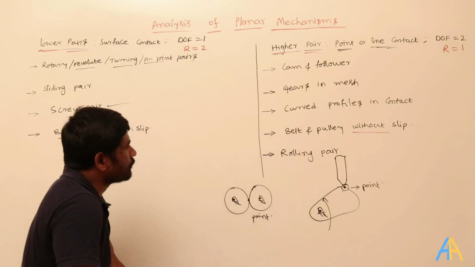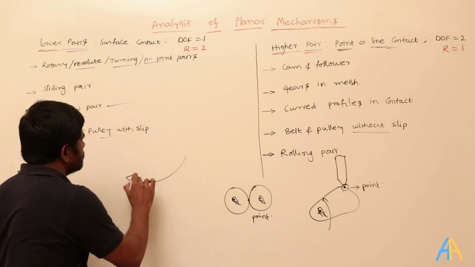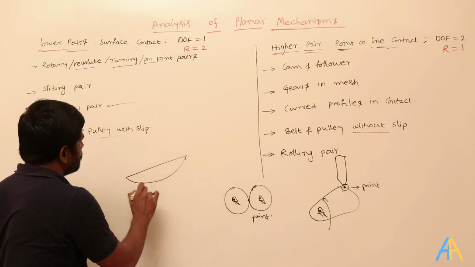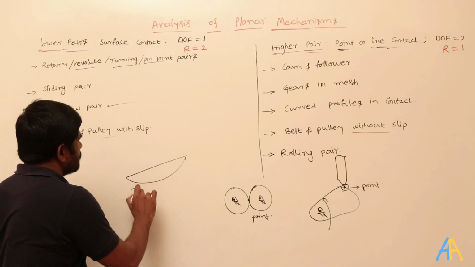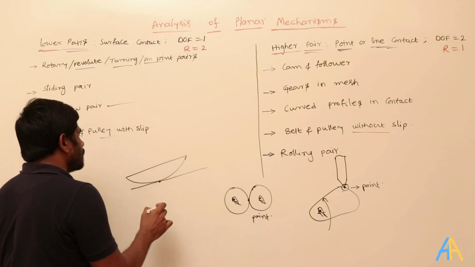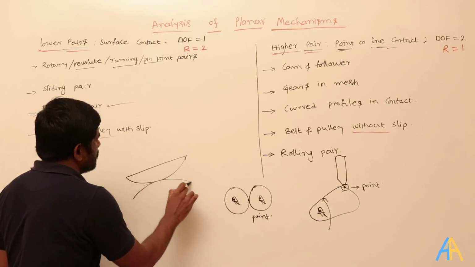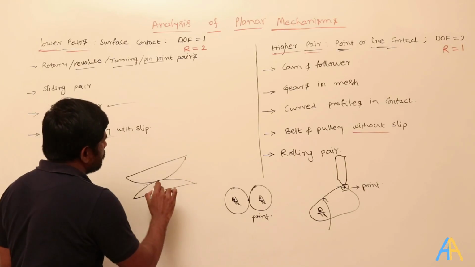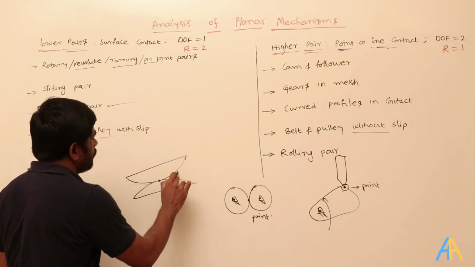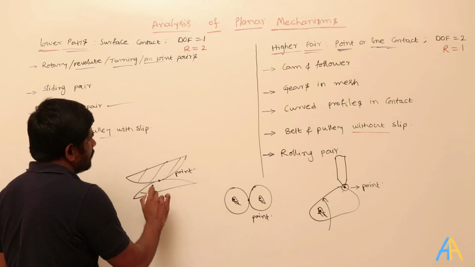And curved profile means, for example, you have some profile like this. Okay, and for example, if I take the straight line here, what is the point of contact? Point. Otherwise here also, if I take the same type of curved profile like this, what is the point of contact between these two? It is a point here.